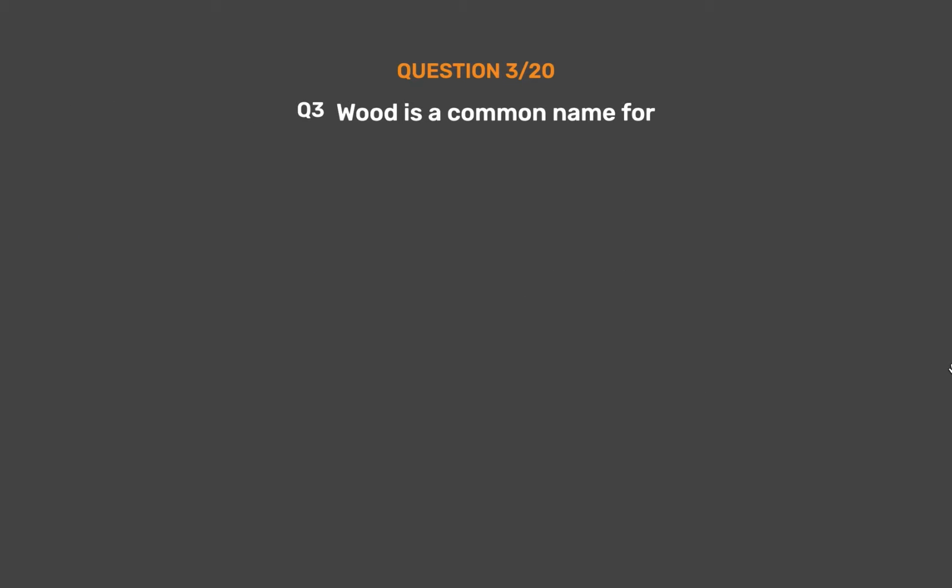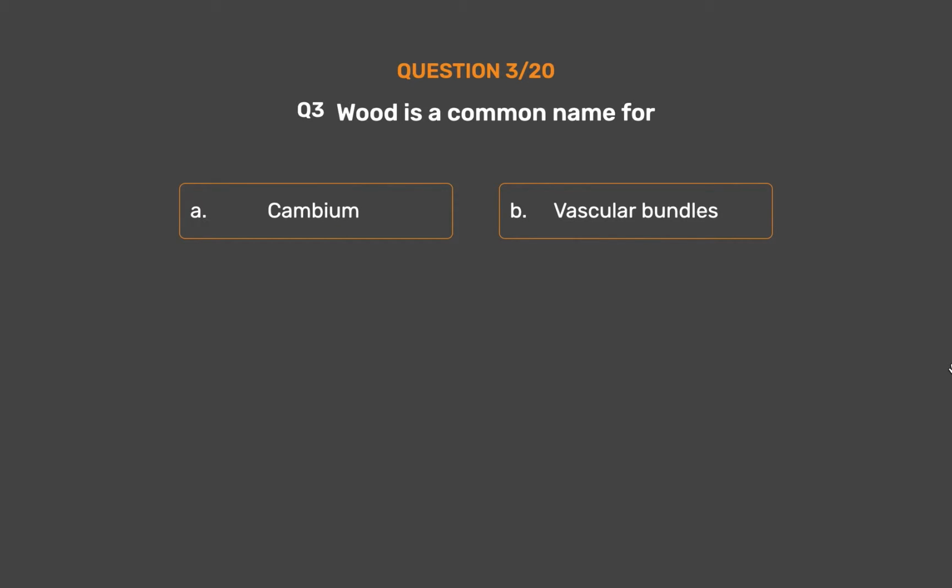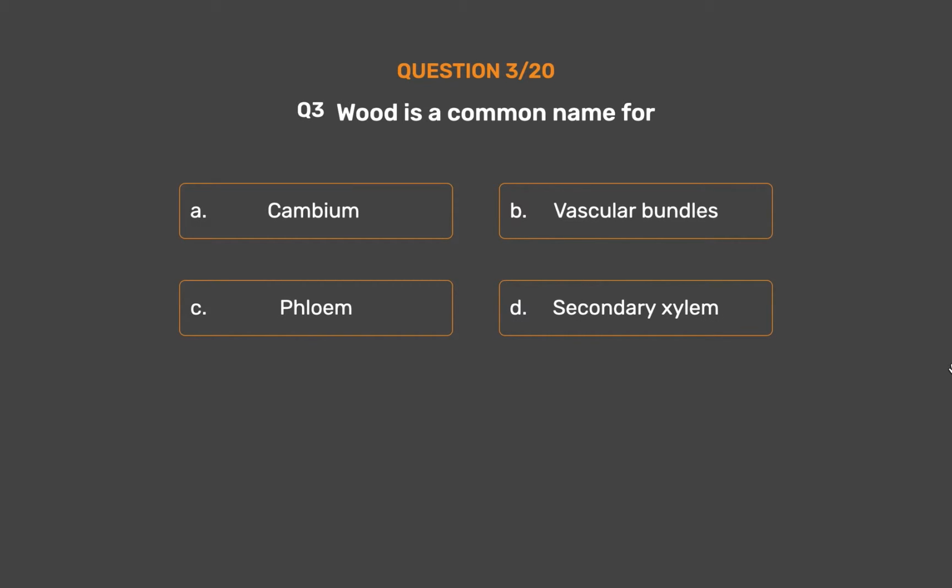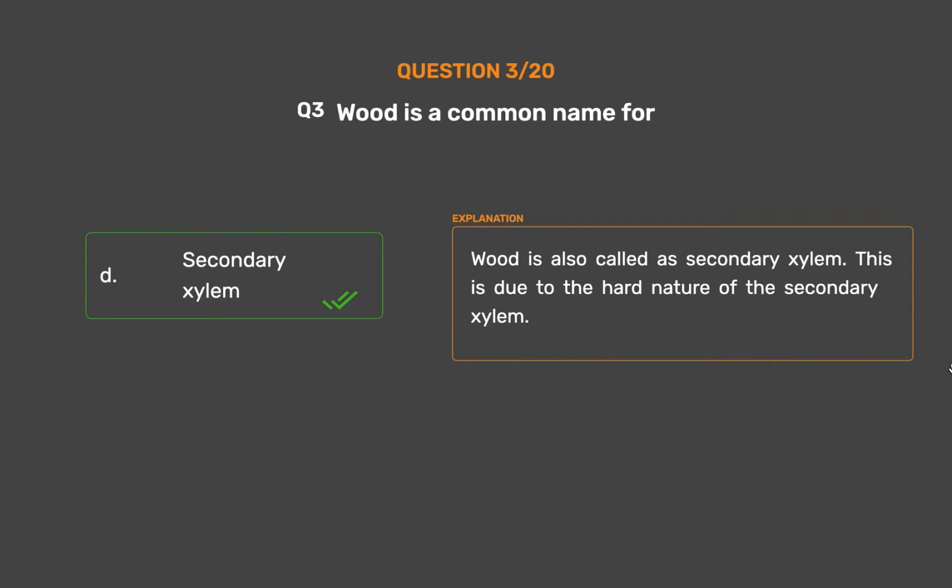Question number 3. Wood is a common name for Option A. Cambium. Option B. Vascular bundles. Option C. Phloem. Option D. Secondary xylem. The correct answer is Option D. Secondary xylem. Wood is also called secondary xylem. This is due to the hard nature of the secondary xylem.